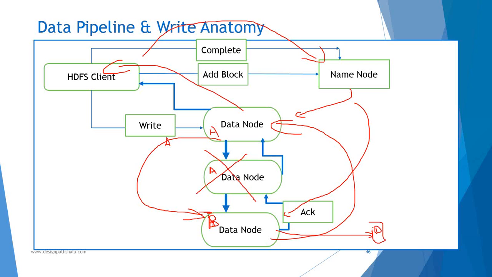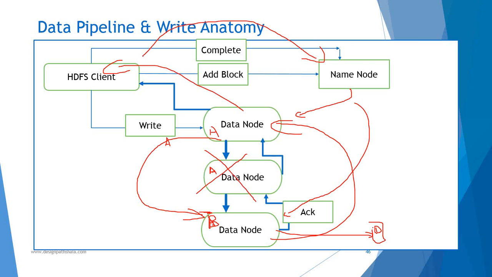Make sense? So I think that was Jignesh who asked that question. Right, so the first data node is writing to the second data node and the second data node failed. How does the first data node know about it, to send it to a third one?